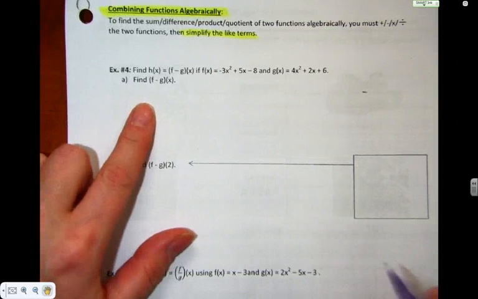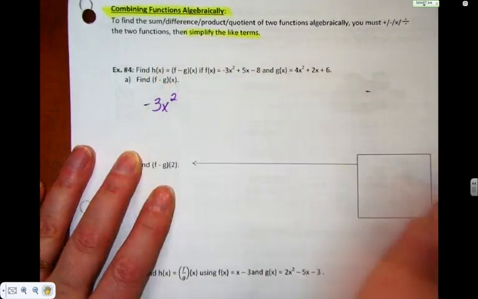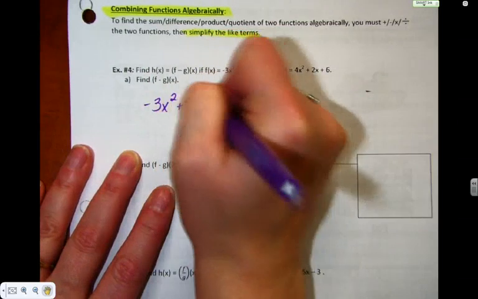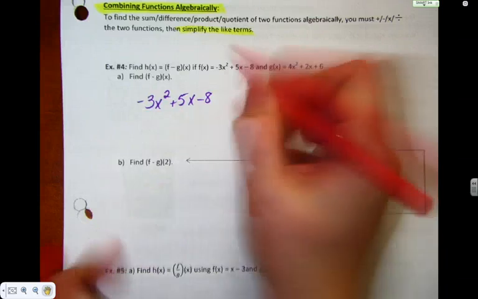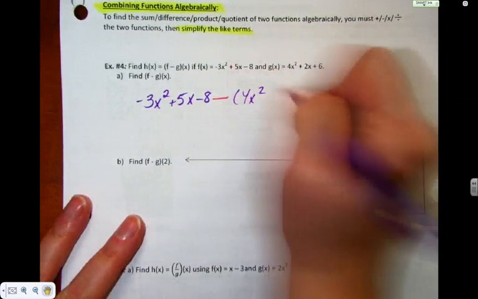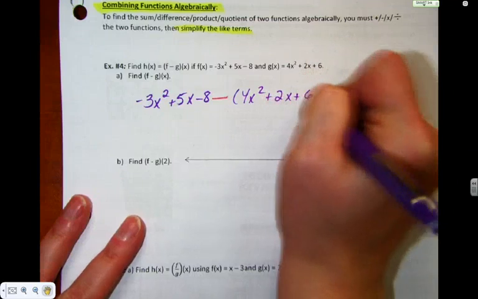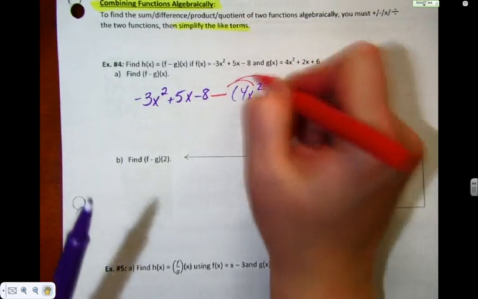Well, how do you subtract? You actually just subtract the functions. So I'm going to start with f of x, which was negative 3x squared plus 5x minus 8. And then I'm going to subtract the other function, which is 4x squared plus 2x plus 6. Why do I need those brackets in the back? Subtracting is going to change all the signs, because we know this negative is going to apply to everything.